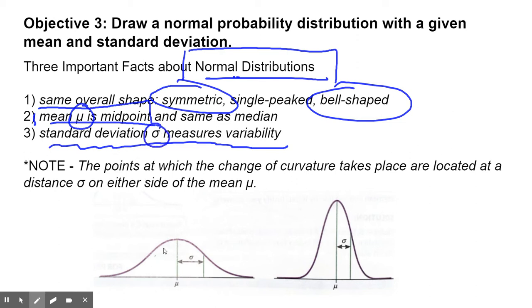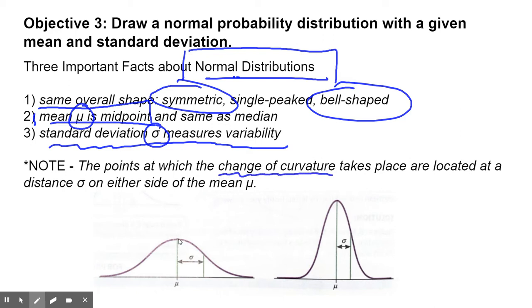So down below, I have two normal distributions. One's kind of short and fat, one's kind of tall and skinny. Notice that right in the middle below the peak is your mu value. And then notice this width here. So note the points at which the change of curvature take place.